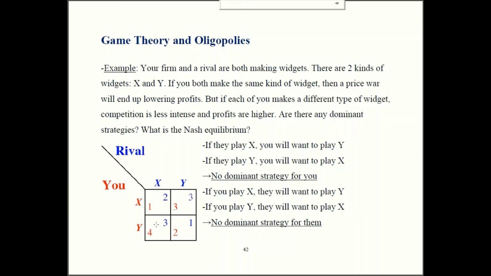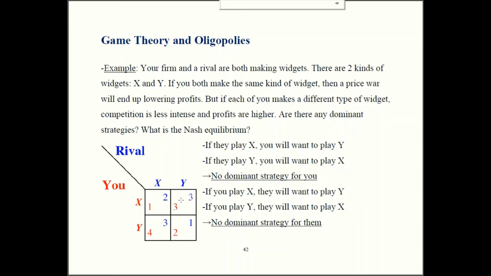Now, what if you think they're going to play Y? In that case, you can get a profit of 3 by playing X. So they play Y, you play X, corresponds to this cell. If you both play Y, you're getting profits of 2. That's worse. So if they're going to play Y, you're going to want to play X.